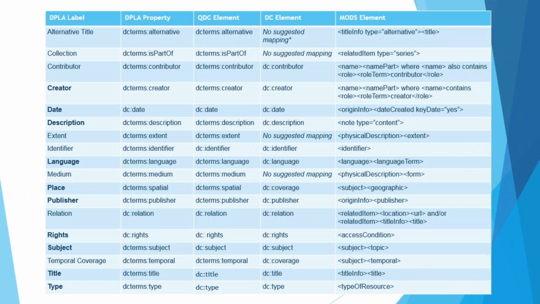So I wanted to bring it back as it shows the crosswalk from MODS, simplified Dublin Core and qualified Dublin Core to the DPLA map. The column on the left, again, includes the corresponding DPLA label, with the labels in bold being the ones that are viewed in the DPLA user interface or the portal. And again, even if fields are not visible in the DPLA portal, they're still fully text searchable.